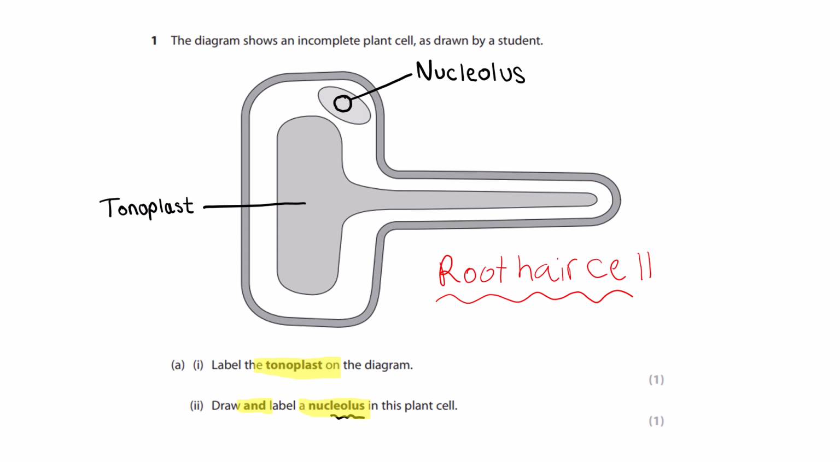Okay, so over here is our tonoplast. This is our tonoplast. This whole area is the tonoplast. I just drew the line in the middle, so I'm precise and accurate. And then over here we have the nucleus, and the nucleolus is found inside of the nucleus.